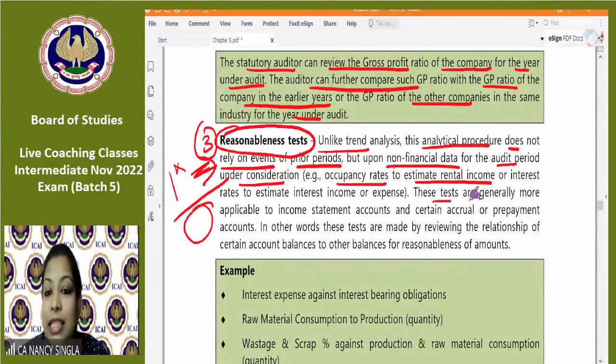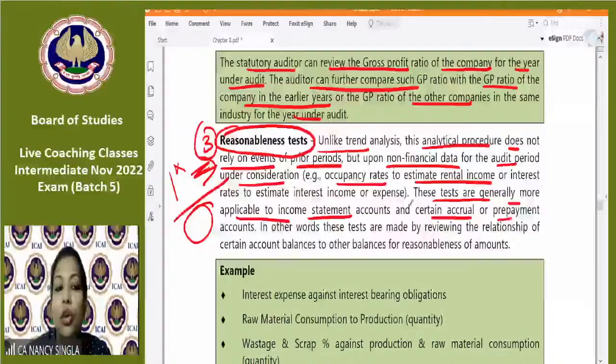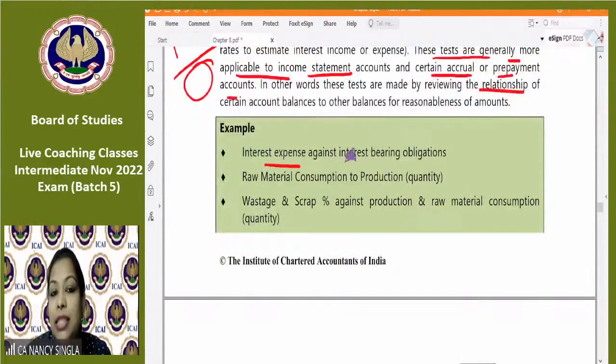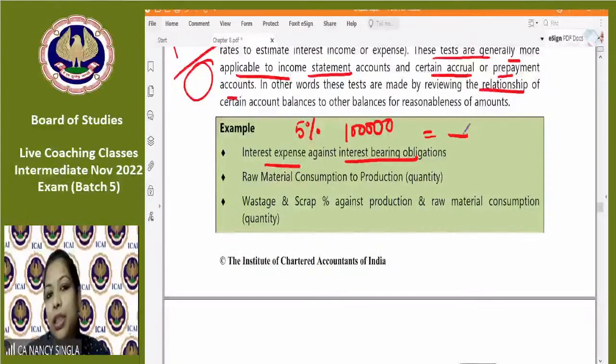Hana? These tests are generally more applicable to income statement items or certain accrual or prepayment accounts. Okay? So you consider the relationship. For example, see interest expense against interest-bearing loans. That 5% is the interest rate and a loan of rupees 1 lakh has been taken. So itna amount should come in the P&L. Is it coming the same? ठीक है, reasonable है.